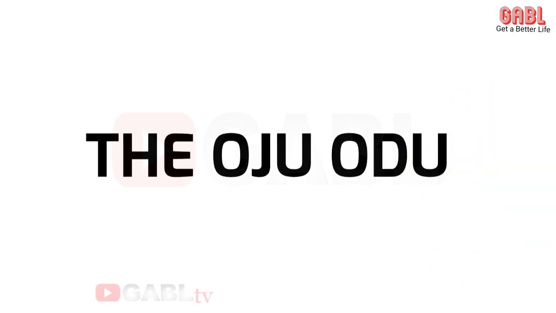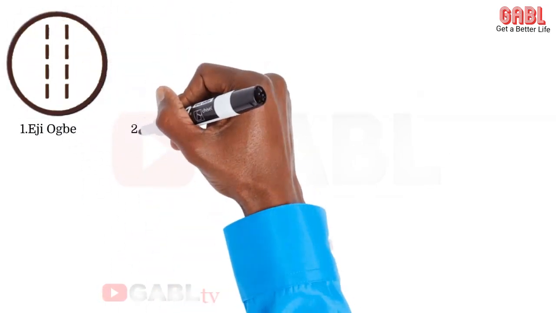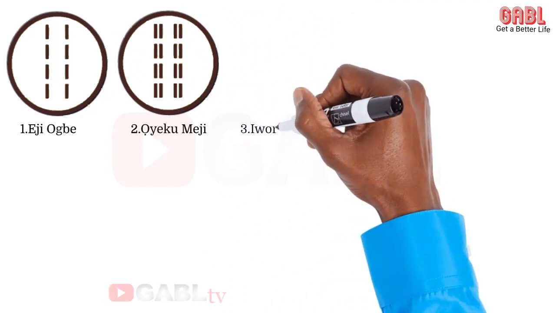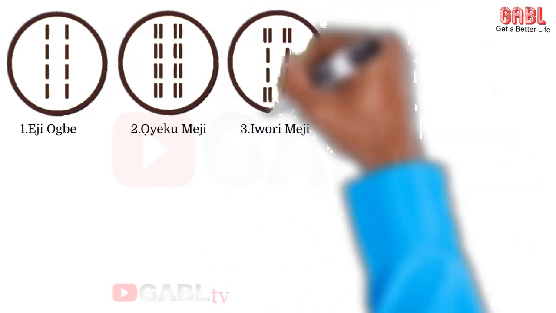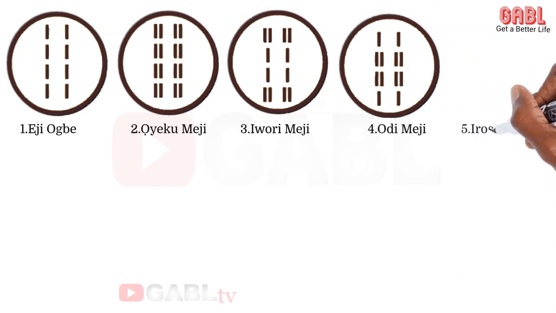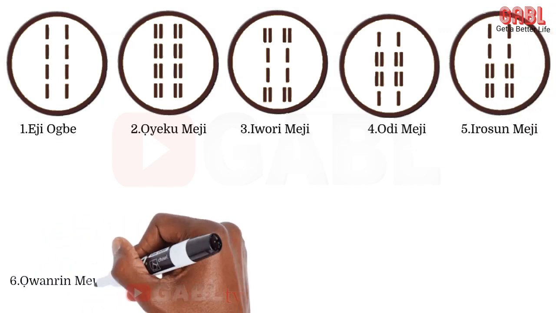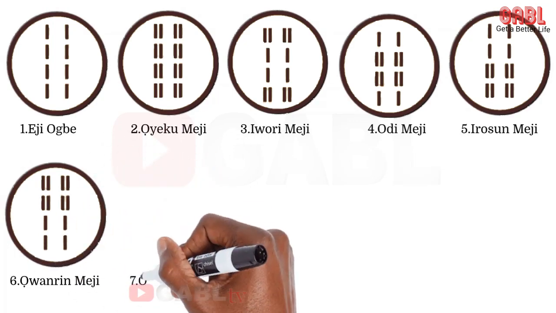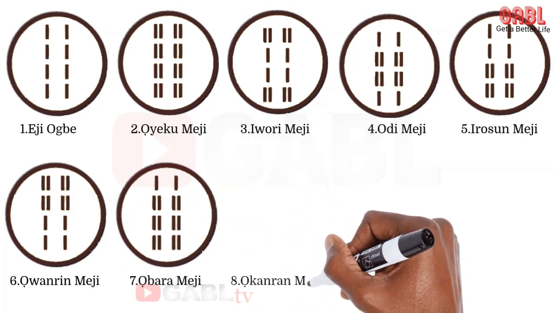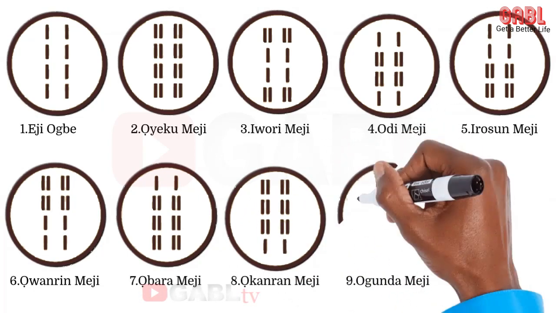Here we go. 1. Eji Ogbe. 2. Oyeku Meji. 3. Iwori Meji. 4. Odi Meji. 5. Irosun Meji. 6. Oworin Meji. 7. Obara Meji. 8. Okoran Meji. 9. Ogunda Meji.